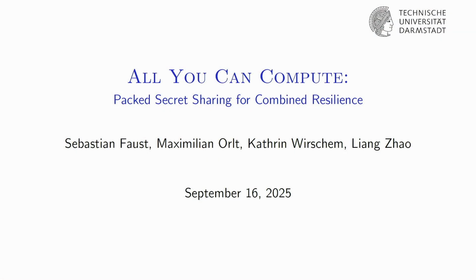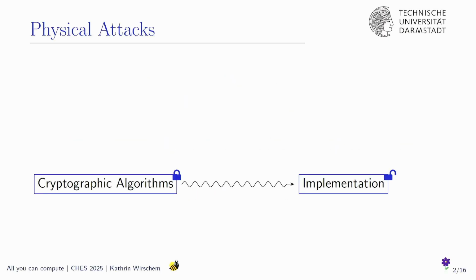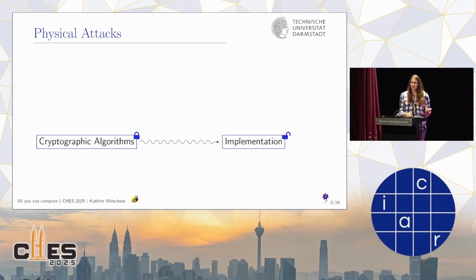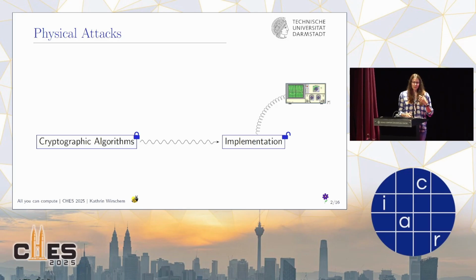Thank you for the introduction, and welcome to the talk on all-you-can-compute. Since the 90s, it is well known that cryptographic implementations can be broken by physical attacks, even if the underlying algorithms are proven to be secure. This can be done, for example, by passive attacks, where an adversary could learn some information of the underlying calculation, for example, by measuring the power consumption.